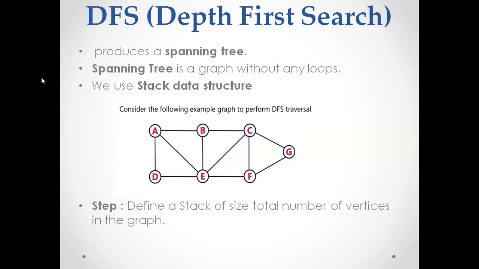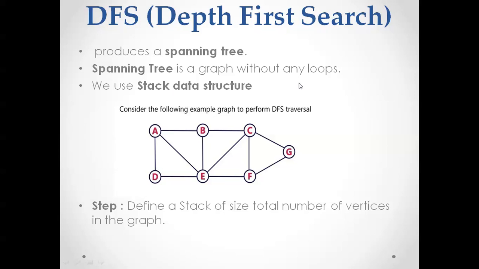The aim of this graph traversal is to make a spanning tree. The spanning tree is nothing but the graph without any loops. Here we have a loop A, D, E. So what we have to do is make it without loops, removing edges like AD, ABE and BCE. Finally, we are going to make the graph a spanning tree.